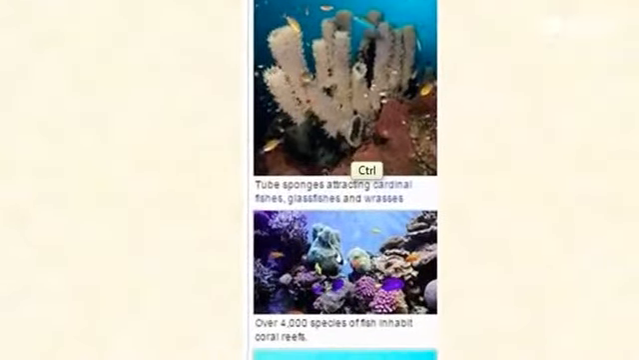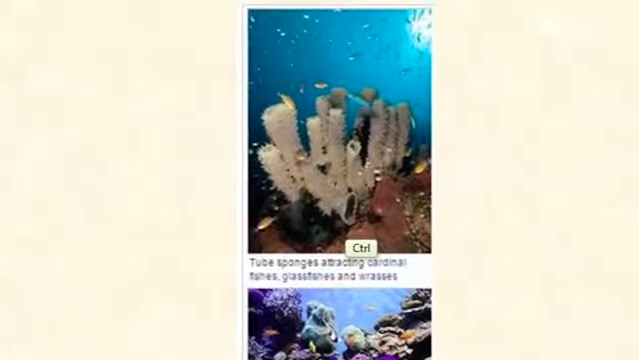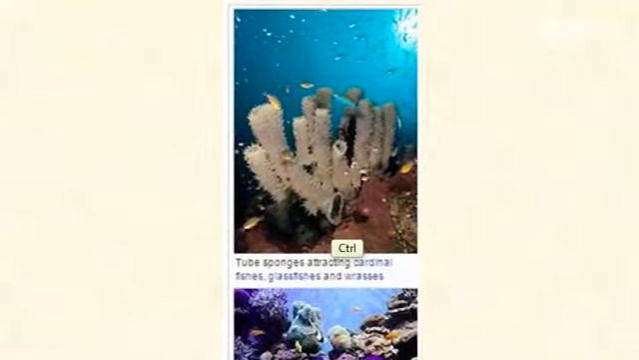These tube sponges attract cardinal fishes, grass fishes and wrasses. So I discussed earlier about this.